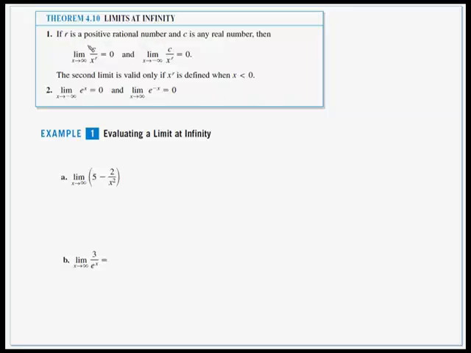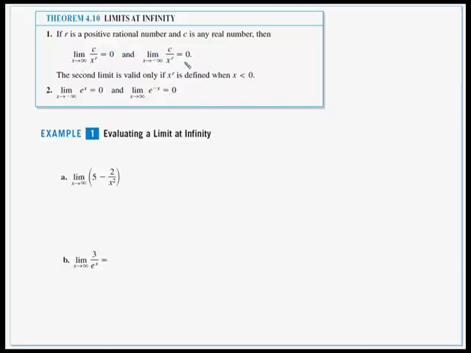r is a positive rational number, and x is going to infinity. So the scenario here is a finite numerator divided by an infinitely growing denominator. As we have a finite numerator divided by something larger and larger, as we head off to infinity, our limit is going to approach 0.